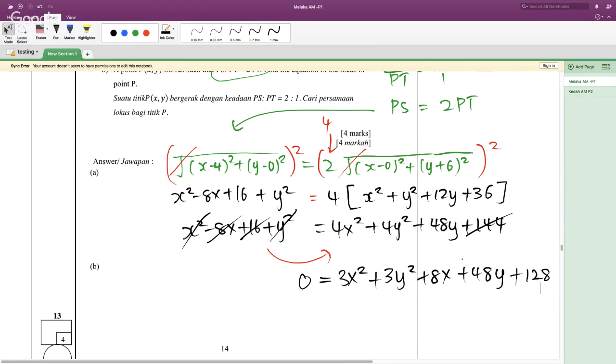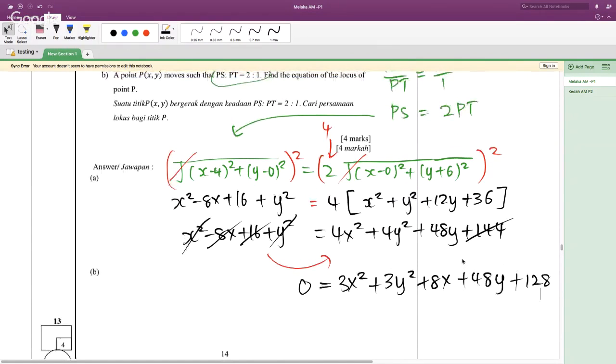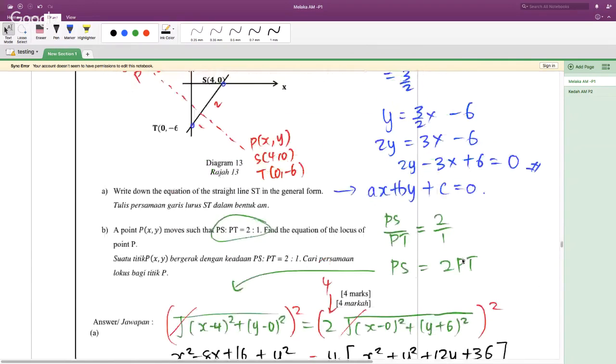It shouldn't be too hard. The thing you must pay attention to is, first, if the question gives you a ratio, make sure you change it into a fraction and then form an equation. Because after you form the equation, you can easily substitute the distance formula like what I did just now.